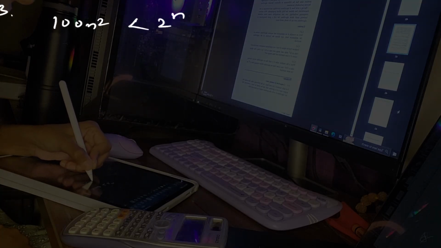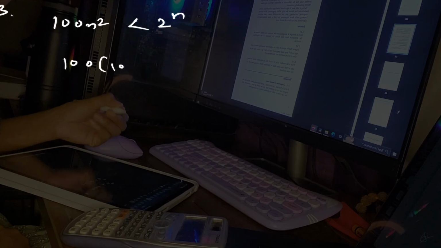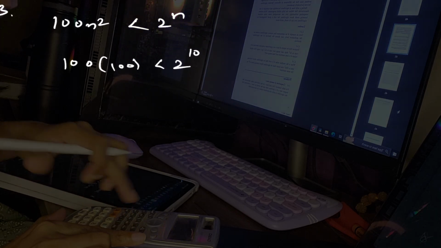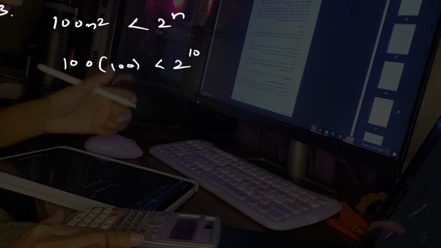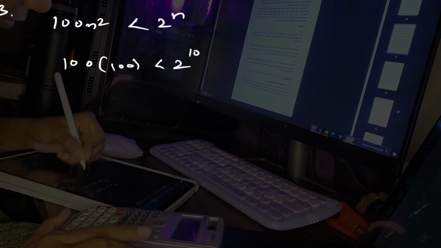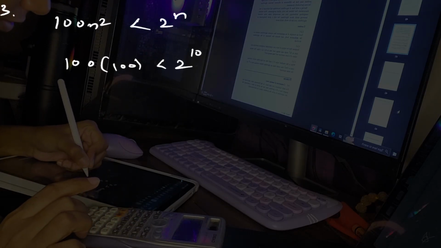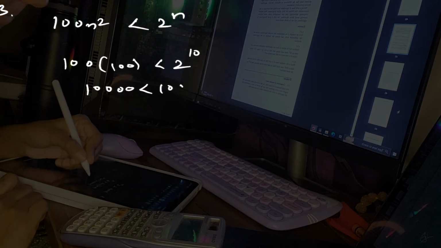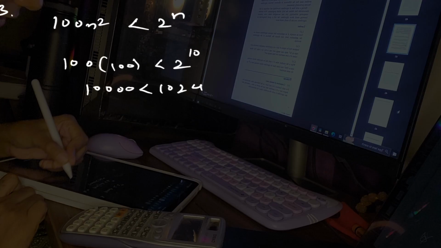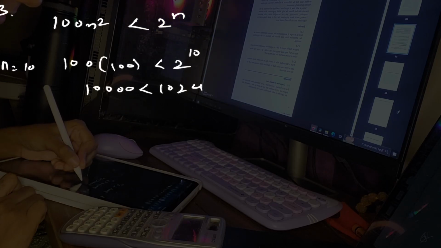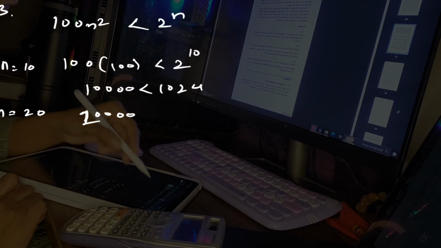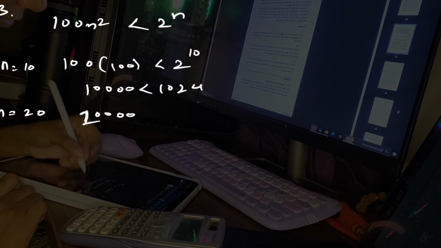I'll start with 10. So 10 square is nothing but 100. Is it less than 2 to the power of 10? Now again for this I'm using only a calculator, but 2 to the power of 10 I kind of knew. So is this less than this? Definitely not. This was for n equals 10. Let's try for n equals 20.